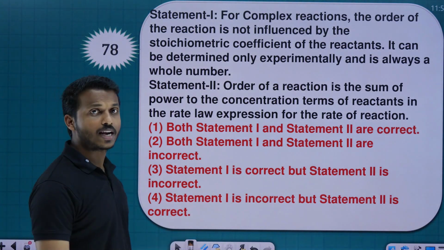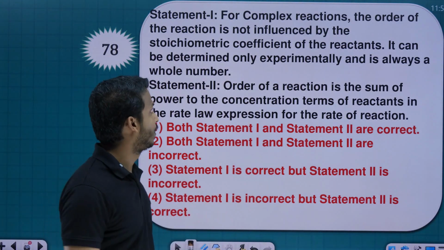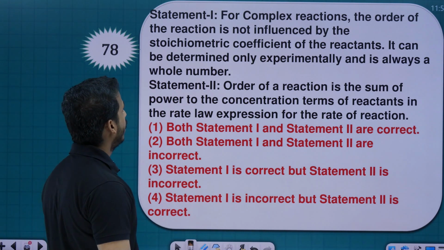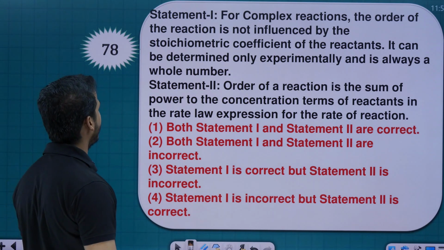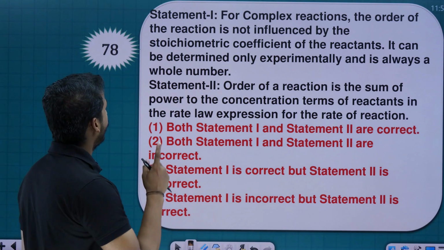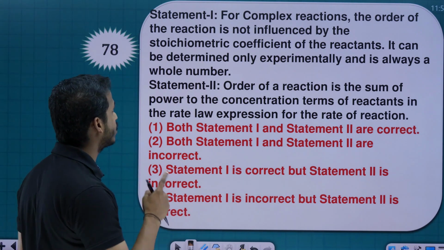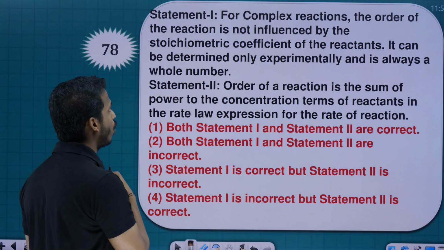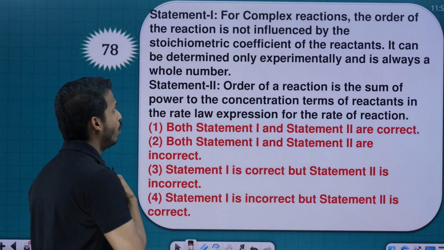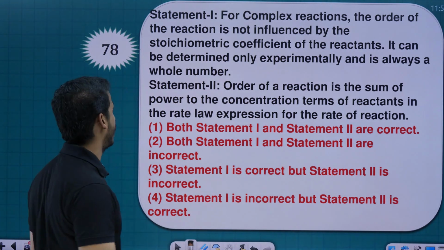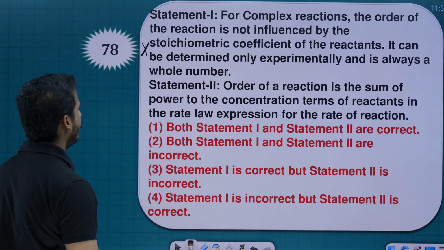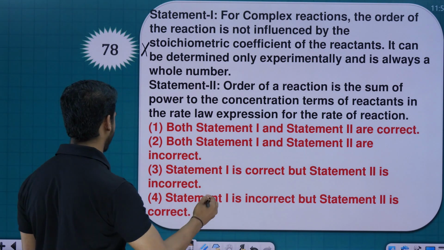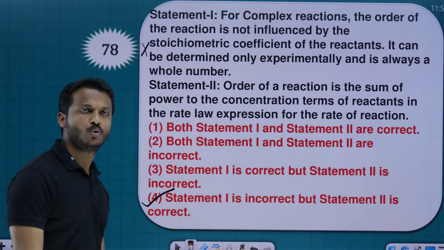Statement 1: for a complex reaction, complex means the reaction happens in multiple steps. For a complex reaction, the order of the reaction is not influenced by the stoichiometric coefficient of the reactant. It can be determined only experimentally and is always a whole number. No, order can be 0 or fractional, right? It's not always a whole number. Statement 2: the order of a reaction is the sum of powers of the concentration terms of reactants in the rate law. Correct. So statement 1 is incorrect, statement 2 is correct.